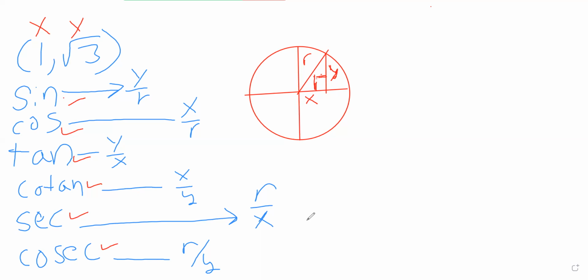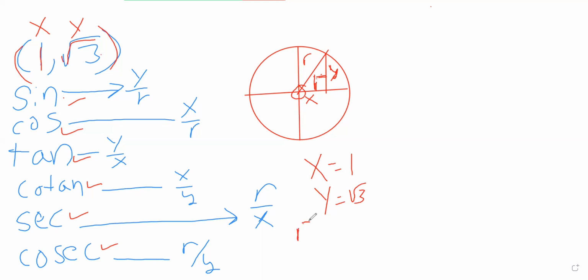So far, we know x is 1, because the point that is given comes from the origin of the circle. This is the origin right here, and it extends out to the edge of the circle. When we're given a point, 1 comma root 3, the first value is always x, and the second value is y. So we know x is 1, and y is root 3. Now we need to find r, because remember we need those three letters.